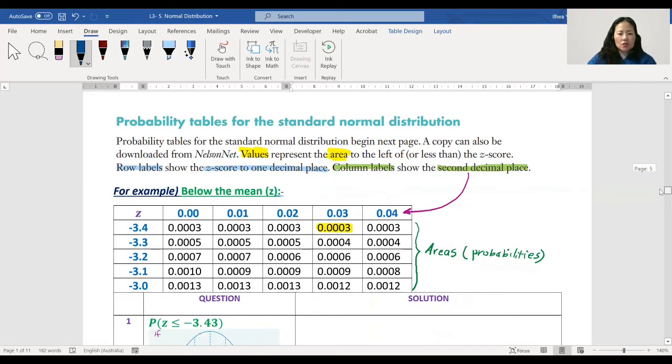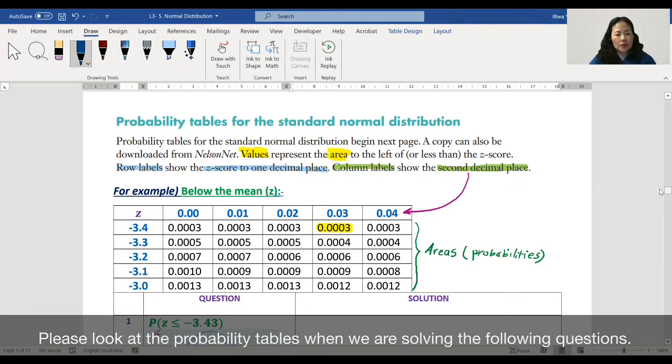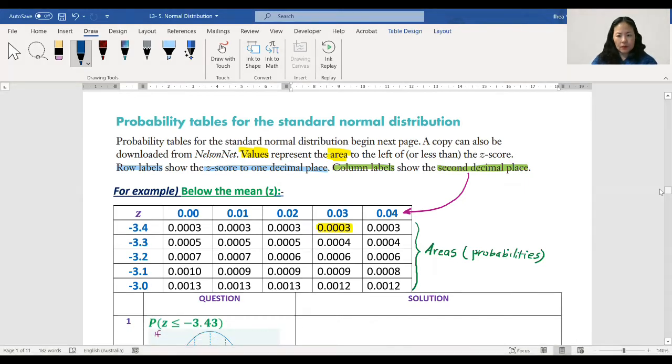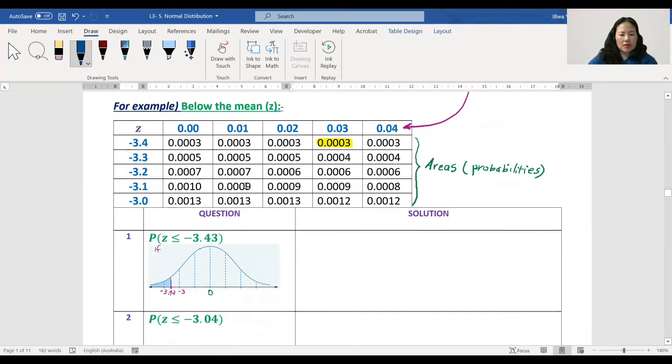We are going to use tables. I would suggest you take your computer out and put another screen on it, a second screen, so that we can have a look at the tables while we're doing the questions. Probability tables will be given. Now remember, the table values are areas because they are probabilities. So let's have a look at this. I just took a sample out of the table. This is not the whole table. The table is quite big, but I put a little bit of it here.